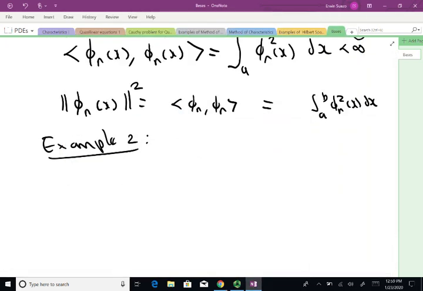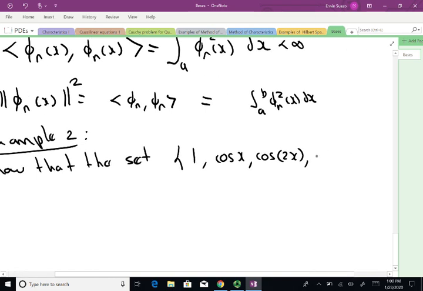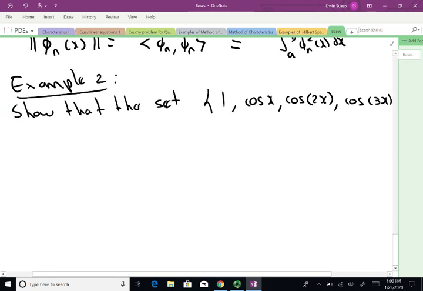So show that the set one, cosine of x, cosine 2x, cosine 3x, and so on, is orthogonal on the interval minus pi to pi.